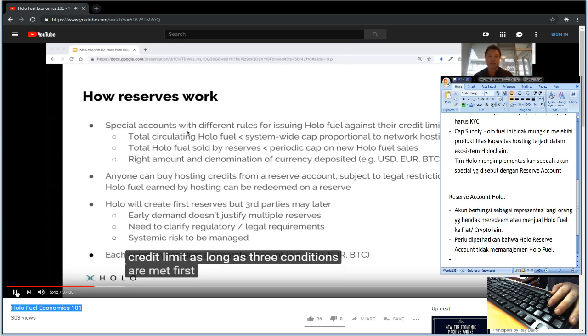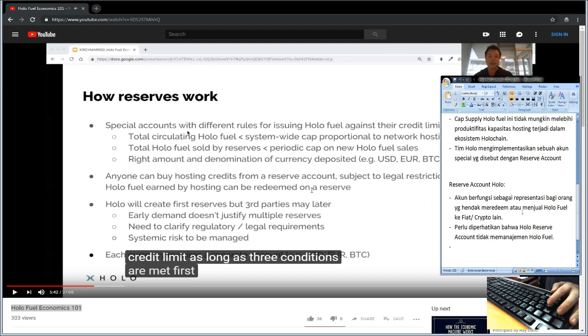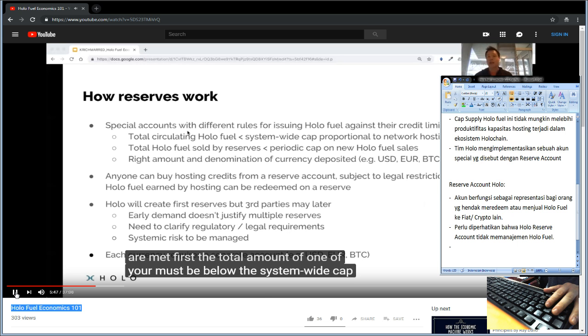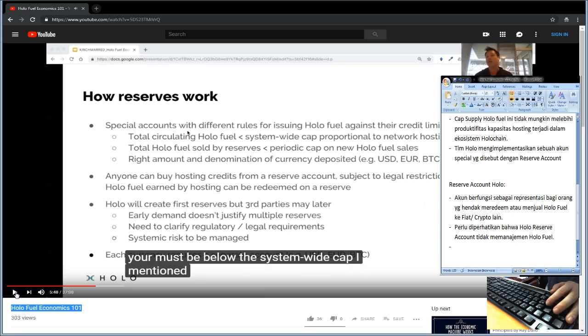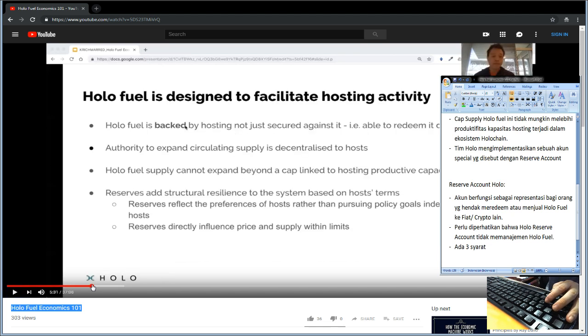conditions are met. Oke, jadi udah disebutkan tadi. First, the total amount of Holo Fuel must be below the system-wide cap. Ada 3 syarat.